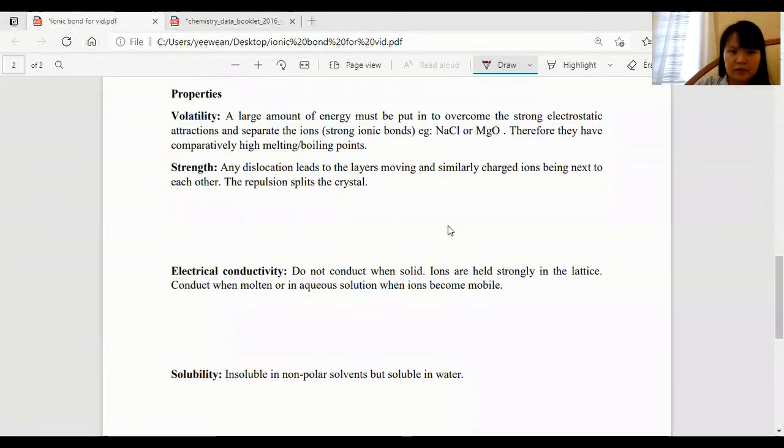Let's look at the properties of ionic compounds. Volatility: it's not volatile because it has a high melting and boiling point. The reason is that ionic bonds are very strong. We need lots and lots of energy to overcome that strong electrostatic attraction, because it's a positive ion and a negative ion bonded together. So they have very high melting and boiling points compared to some of the weaker bonds.